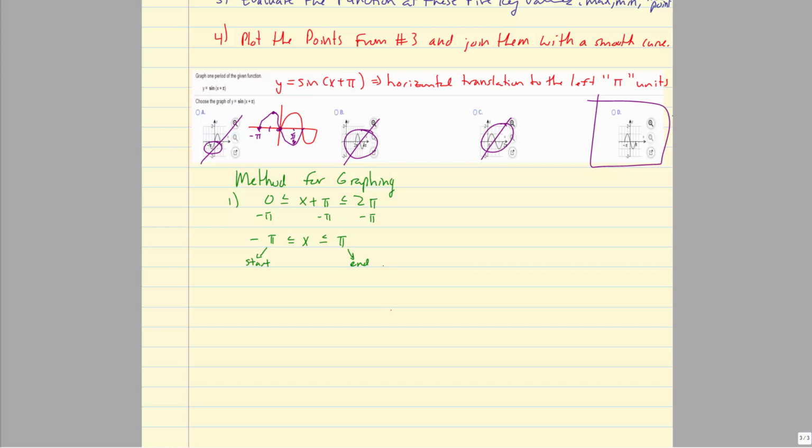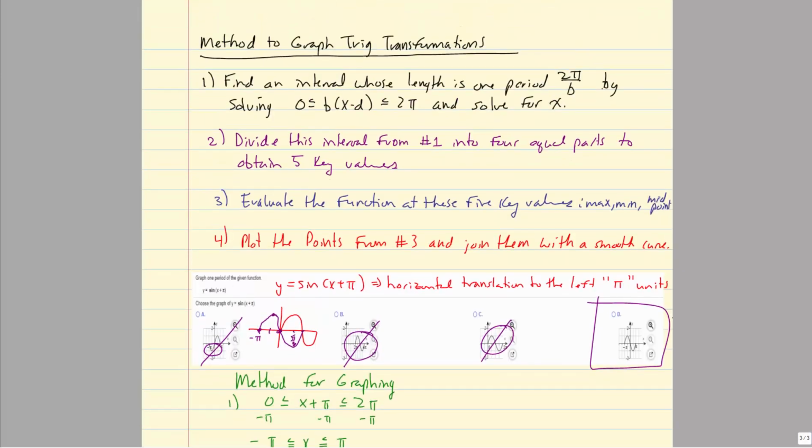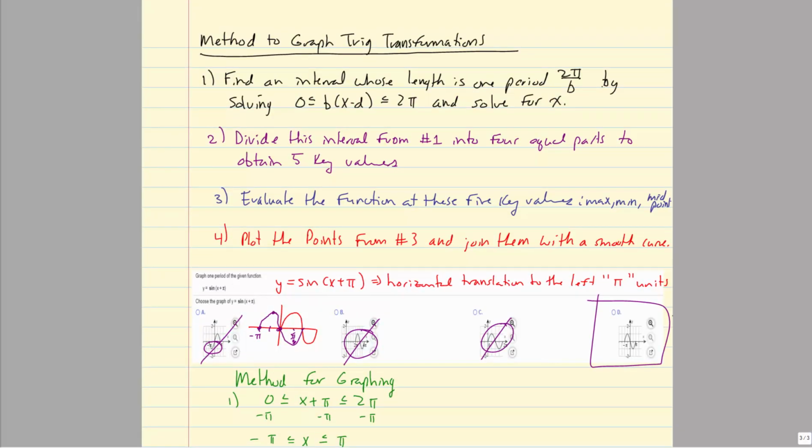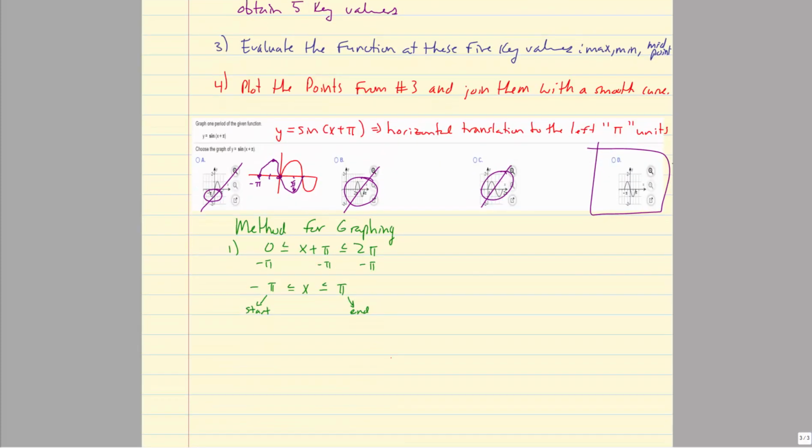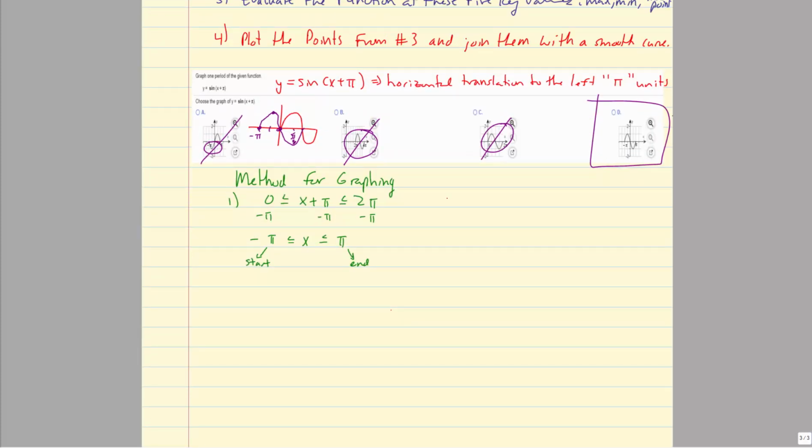Okay, so that would be the start and the end. Now step 2, and again I'm just coming up and reading off these, it says divide this interval from step 1 into 4 equal parts. Okay. So step 2, divide the interval negative pi less than or equal to x less than or equal to pi into 4 equal parts.